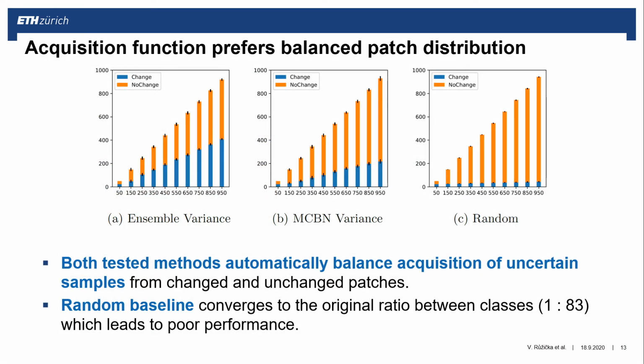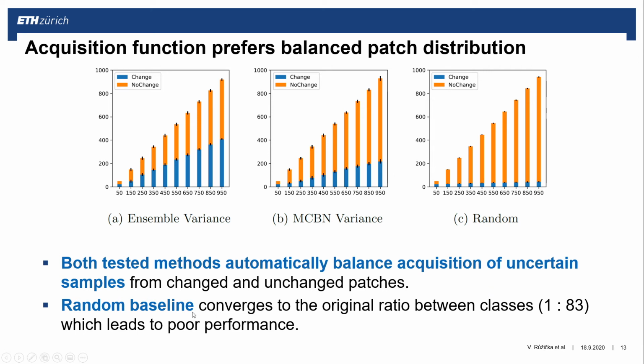So here we have a visualization of the number of sampled or added samples from the changed and not changed category. So the patches which contain change and the patches that do not contain any change. And we can see that both of these tested methods, the model ensembles and the Monte Carlo batch normalization, actually tend to automatically balance the acquisition of uncertain samples from both changed and unchanged patches. And just as a note, this is being done without access to the label information. This is being done purely through the uncertainty metric.